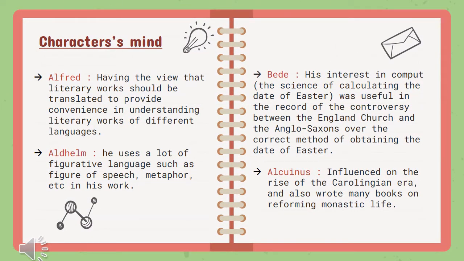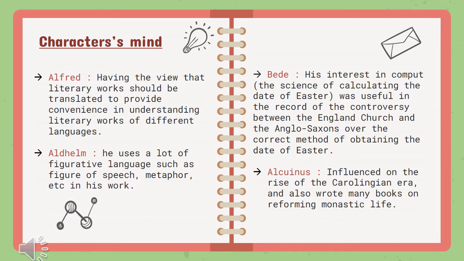The third is about ideology of Old English literature. This includes the characters' mind. The first, Alfred, has the view that literary works should be translated to provide convenience in understanding literary works of different languages. The second is Aldem.